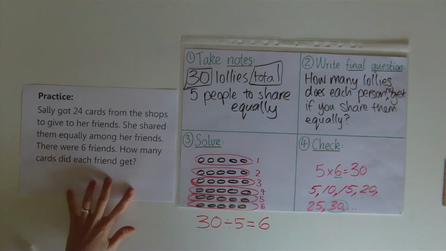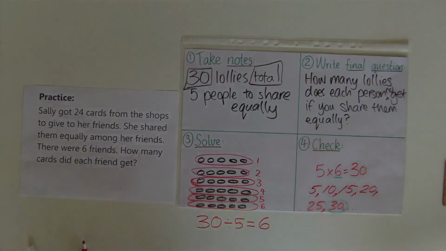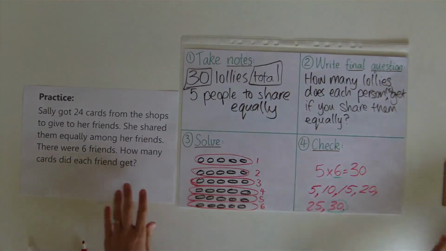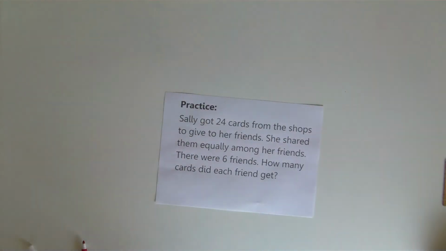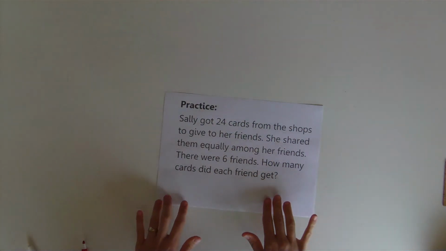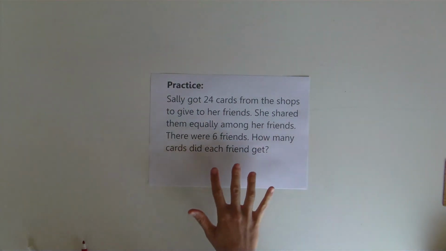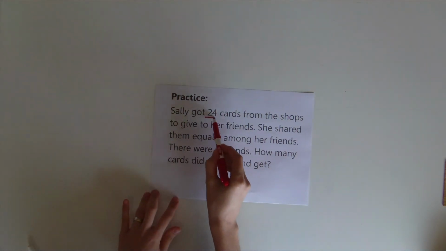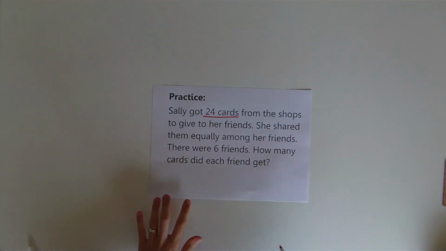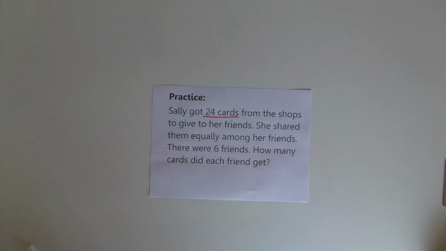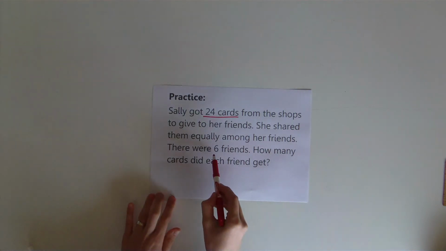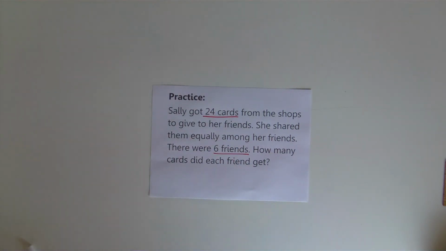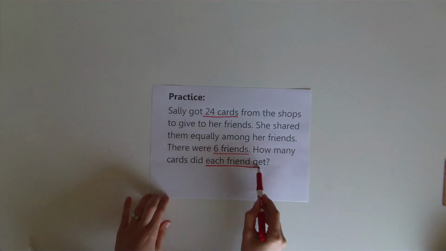So now it's time to practice on your own. So what you need to do now, year 4s, is have a go at solving this problem and using the space on your homework sheet in order to do just that. I'm going to underline some important words for you. Sally got 24 cards from the shops to give to her friends. She shared them equally among her friends. There were 6 friends. How many cards did each friend get?